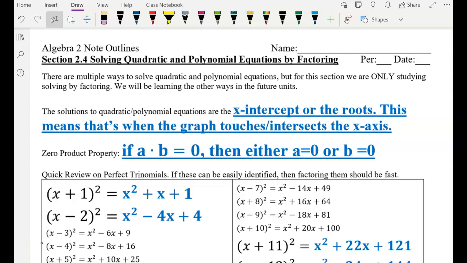Our note today is on section 2.4. Our title is Solving Quadratic and Polynomial Functions. And for this type of solving, we are studying solving by factoring only.